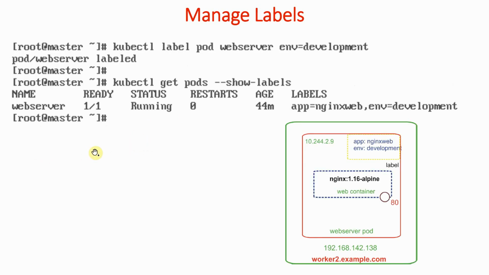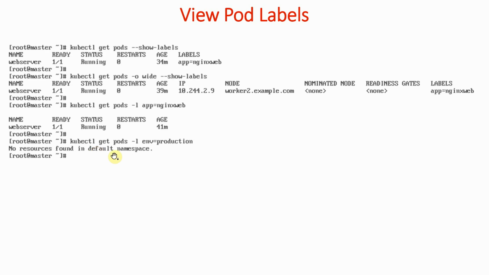Now we will see how to manage the labels, how to add new labels, how to remove labels, that we are going to see. Labels are very important because the functioning of certain objects depends upon the labels.